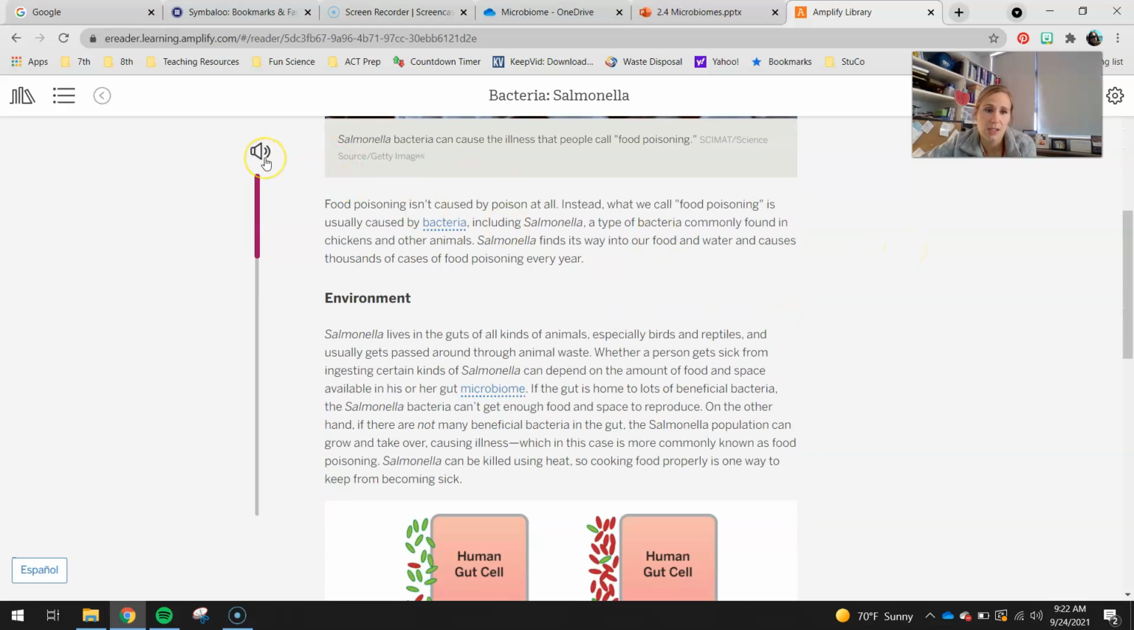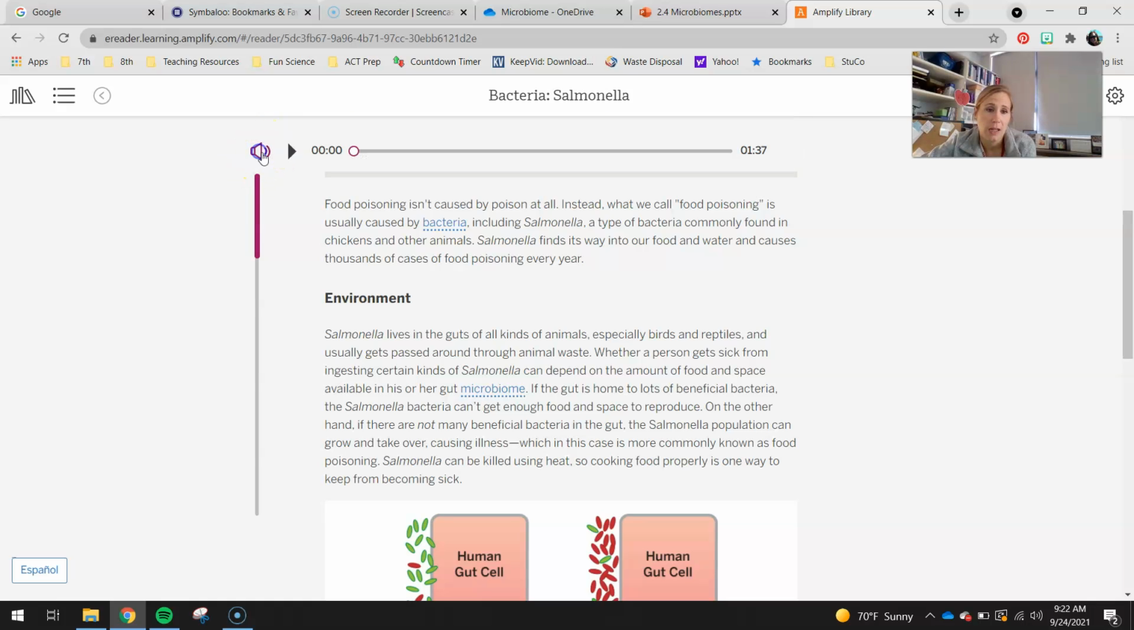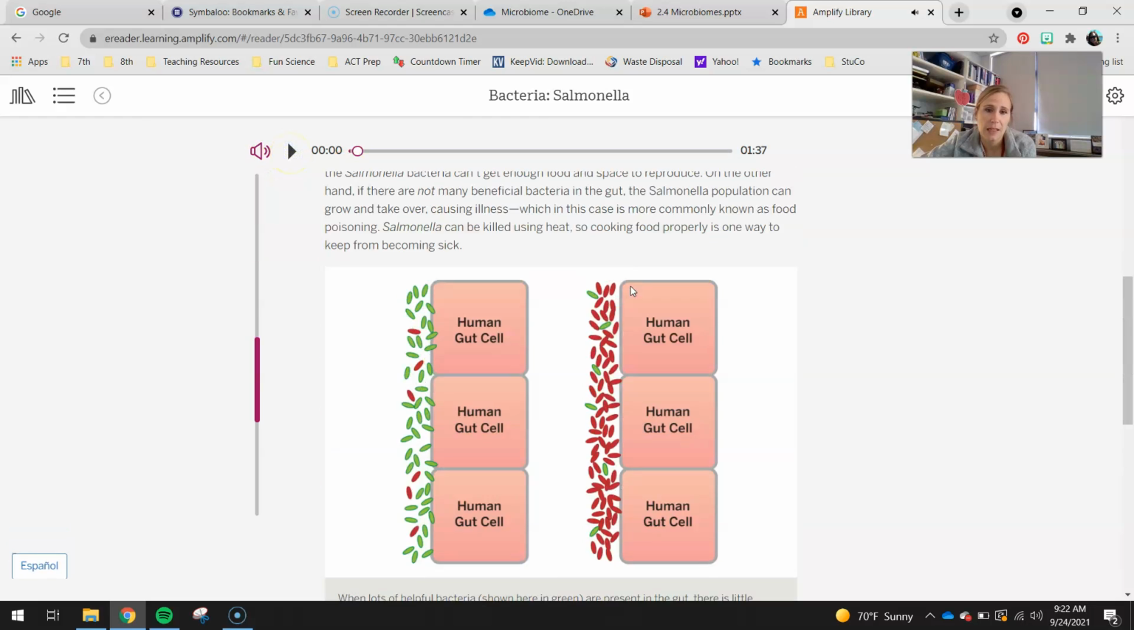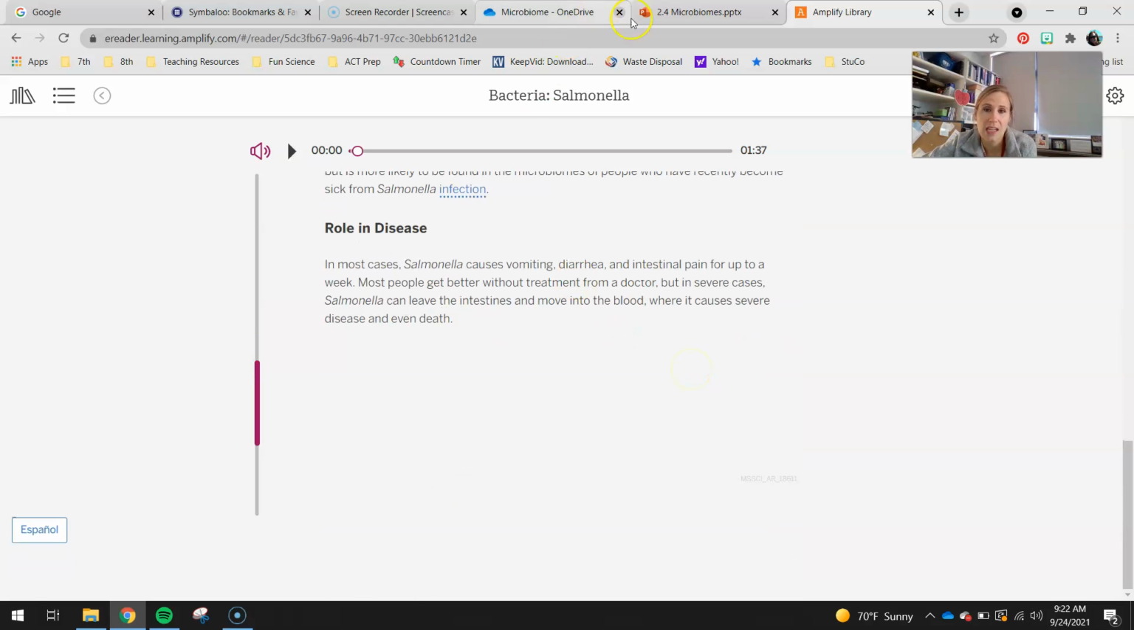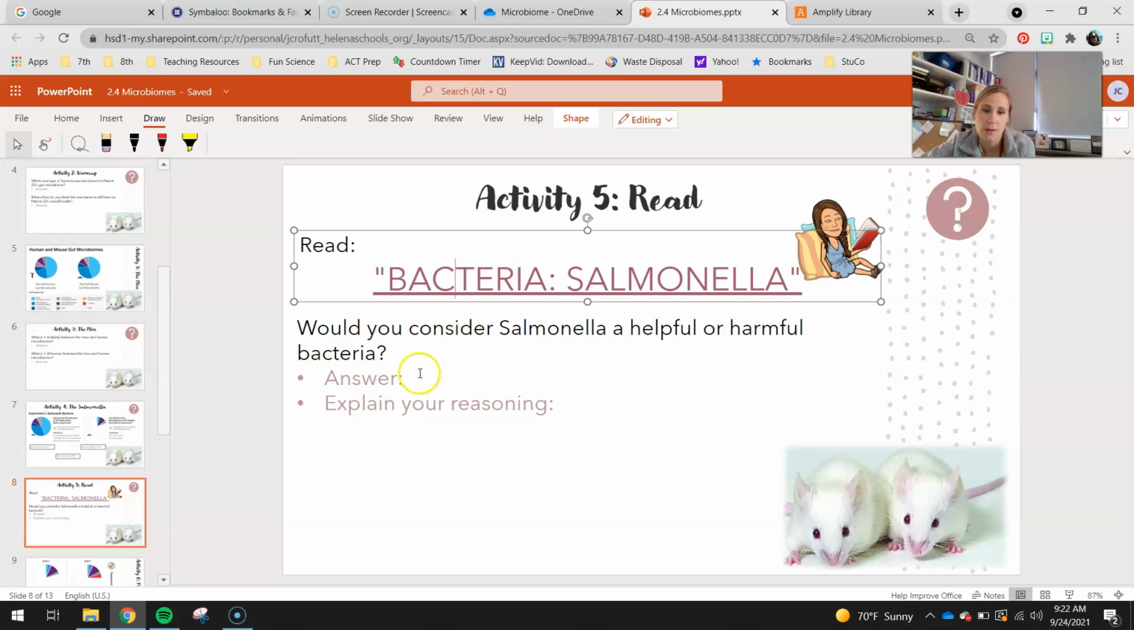Remember that you can listen to and/or read the article. If you want to listen to it, click right here, and then you'll hit the play button to hear it. Okay, so read about salmonella, especially examine these graphs, so they kind of tell you what salmonella might look like in the inside lining of your stomach. And then you're going to determine whether you think salmonella could be considered a helpful or harmful bacteria. I will tell you this, there is a little bit of salmonella in your gut microbiomes right now.